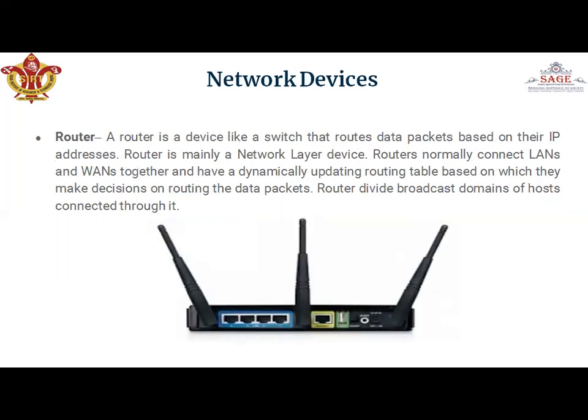Another important device is a router. A router is the most important device because it decides the path of a data packet. As per definition, a router is a device like a switch that routes data packets based on their IP addresses. A router is mainly a network layer device. Routers normally connect LAN and WAN together and have a dynamically updating routing table based on which they make decisions on routing the data packets. A router divides the broadcast domain of the hosts connecting through it.